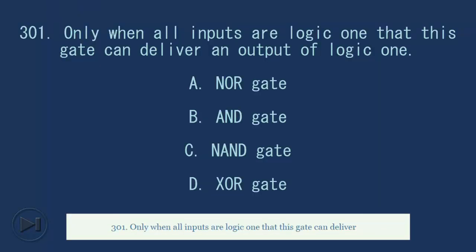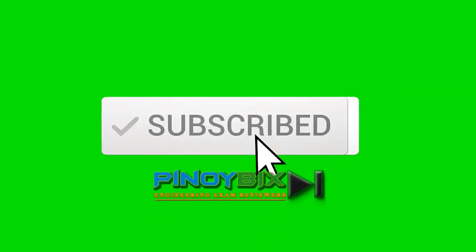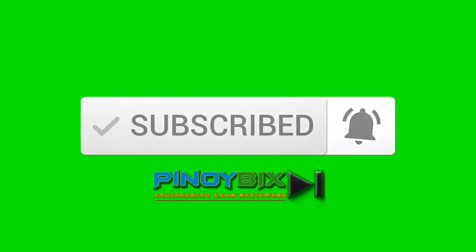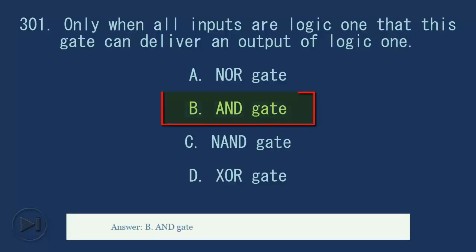301. Only when all inputs are logic 1 that this gate can deliver an output of logic 1. A. NOR gate. B. AND gate. C. NAND gate. D. XOR gate. Answer, B AND gate.